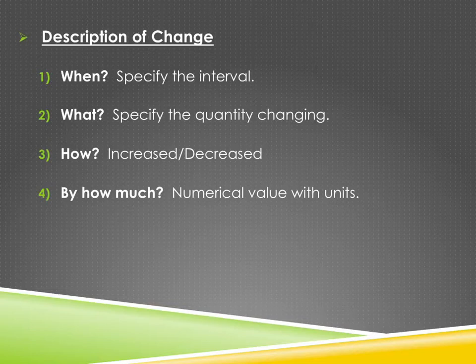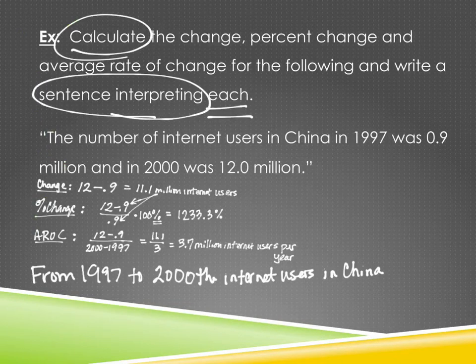Number 3 says how. Did it increase or did it decrease? Increased. It went from 0.9 million up to 12 million. If it didn't look quite so obvious, you could also look at the values you got and identify: did it get a positive number or a negative number? Positive numbers means it increased. Negative numbers means it decreased.